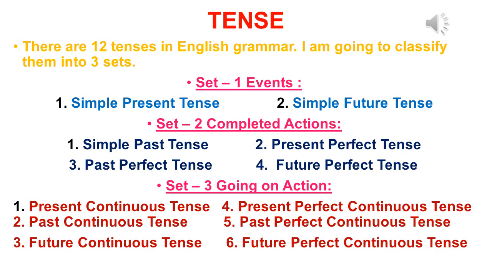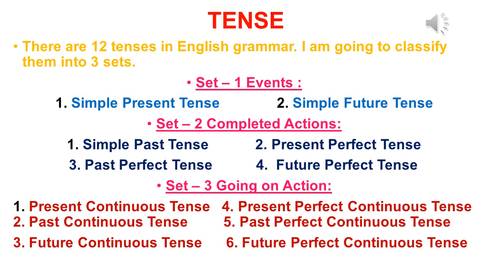In set 1, there are two tenses. What are they? They are the simple present tense and the simple future tense. These two tenses are used to denote events or incidents. And come to the second set. The second set has four tenses. What are the four tenses? Simple past tense, present perfect tense, past perfect tense, and future perfect tense. These four tenses denote completed actions.